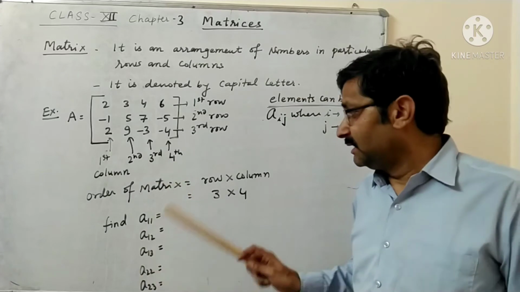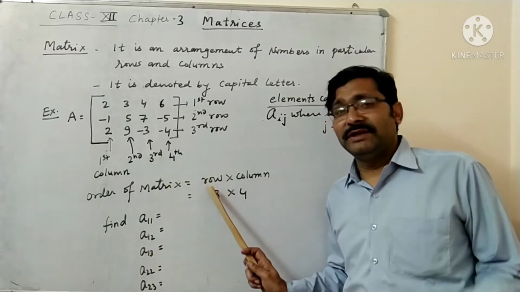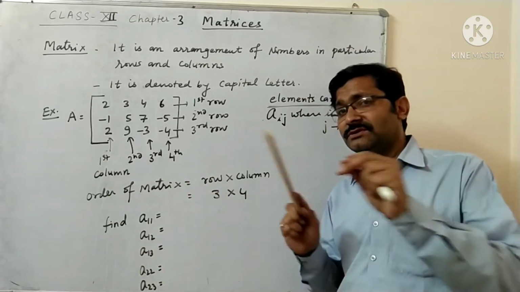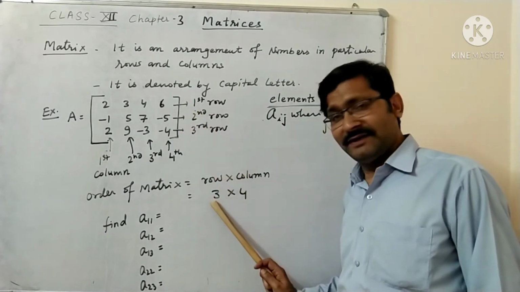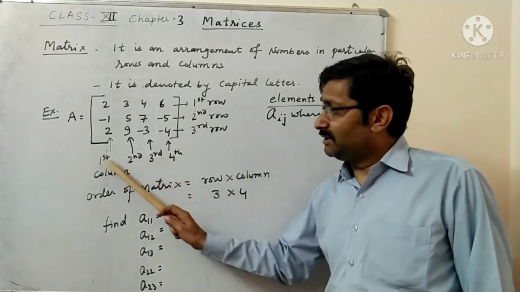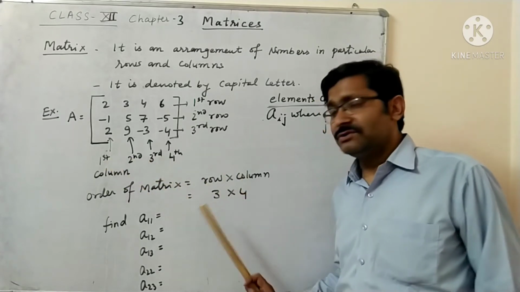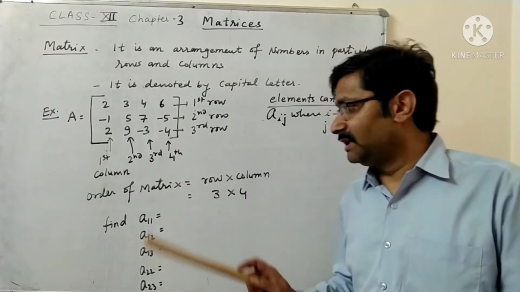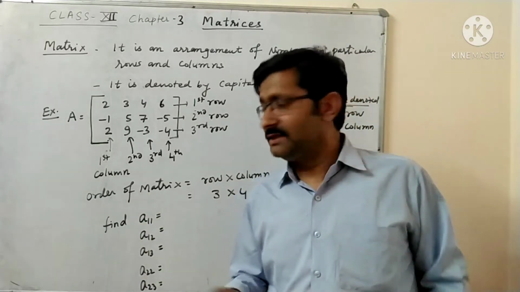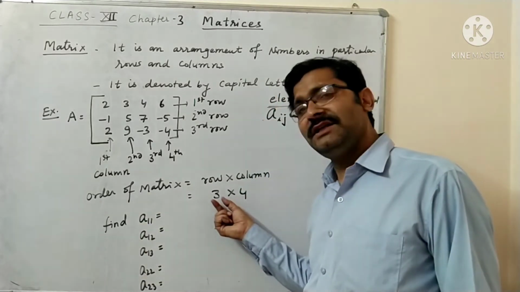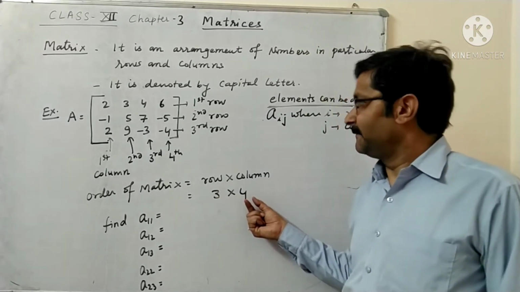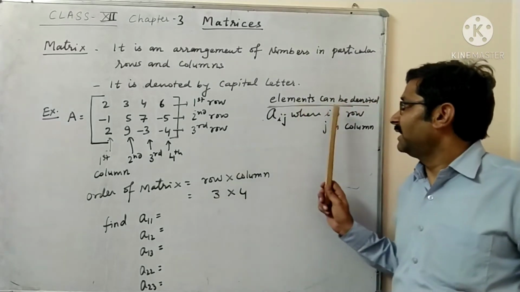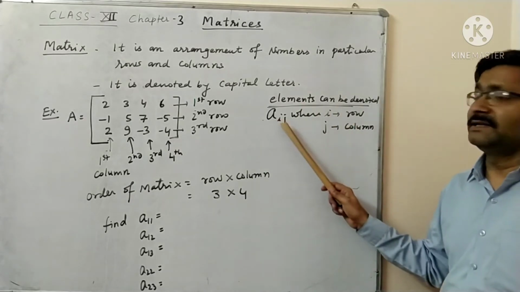Order of matrix, we write in a simple way as row cross column. Row cross column. So number of rows are 3, so 3 we will write here. Column means how many columns? 4 columns, so 4 columns. So 3 cross 4 is the order of the matrix. It represents that 3 cross 4 means total rows are 3 and columns are 4. All of you understand?